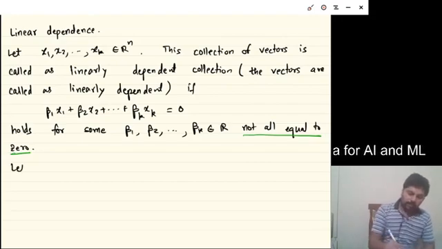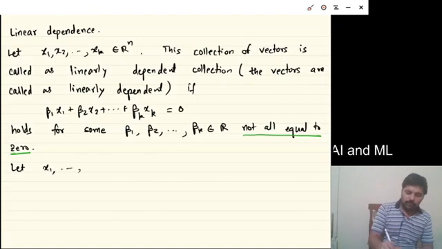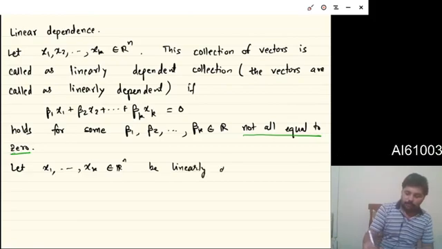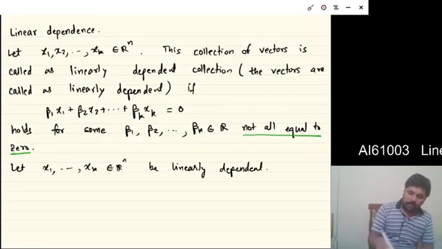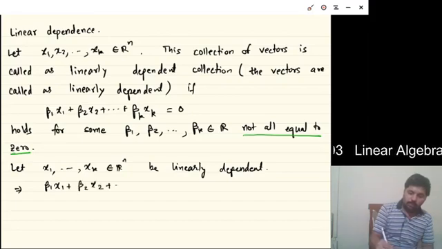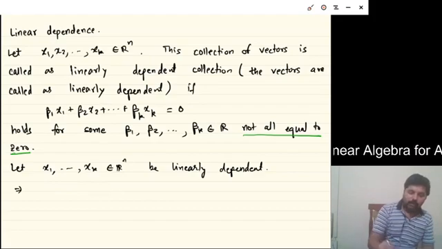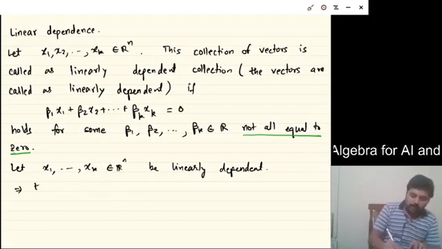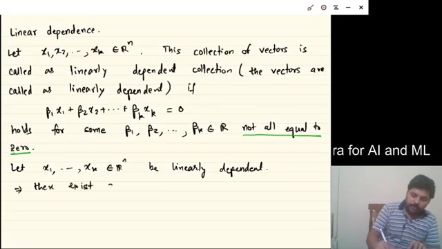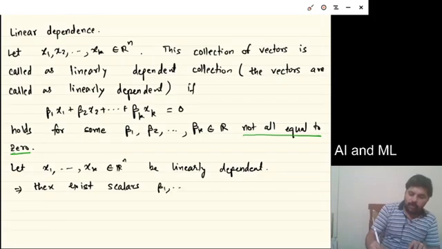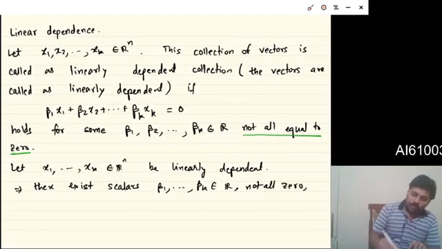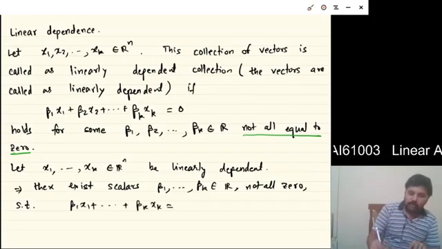So let x1 up to xk in Rn be linearly dependent. If that is the case, I will write it down in a slightly different way than the one written here. This implies there exist scalars beta 1 up to beta k in R, not all 0, such that beta 1 x1 plus up to beta k xk is equal to 0.